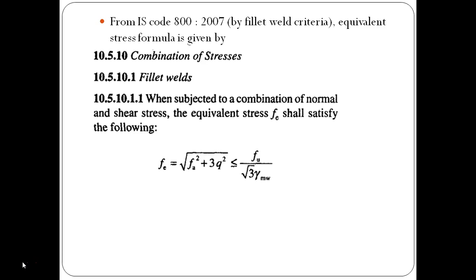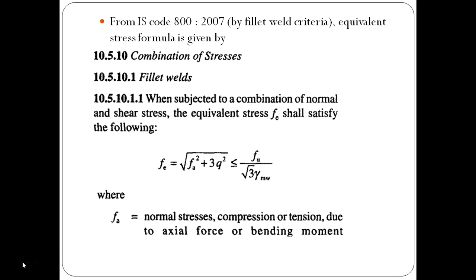So equivalent stress is given by the formula Fe equals to square root of Fa square plus 3 q square. Now there is a check given, that is it should be less than or equal to Fu divided by root 3 gamma mw. Now the parameter Fa is normal stress, compression or tension, which can be due to axial force or bending moment, while small q, that is the shear stress, is due to shear force or tension.